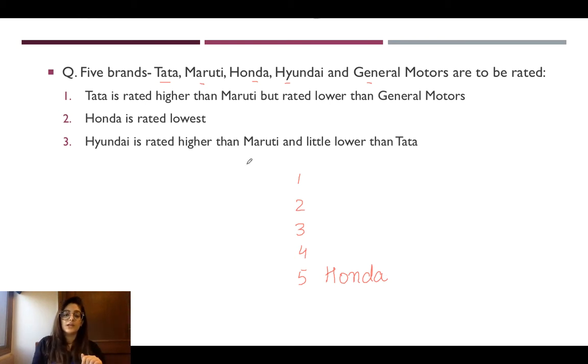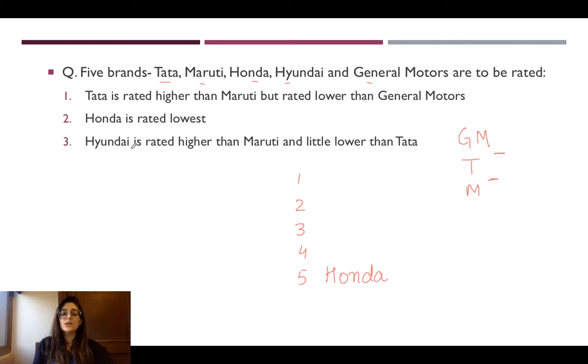अब फर्स्ट पॉइंट पे जाते हैं जहाँ पर लिखा है कि Tata is rated higher than Maruti but rated lower than General Motors. So let's see. Tata is rated higher than Maruti. So this is Maruti and Tata is इसके ऊपर, but it is rated lower than General Motors. So that means this is the thing. General Motors, Tata जो है मारुति से higher है लेकिन General Motors से लोअर. लेकिन अब कितनी लोअर है, इनके बीच में कोई है या नहीं, this is not defined. So let's see.